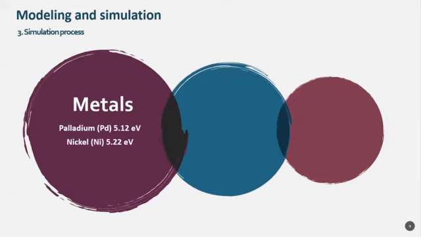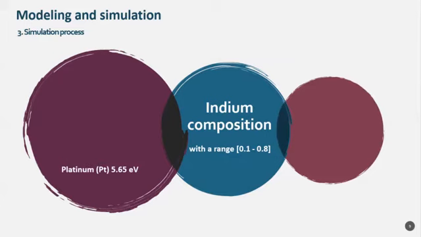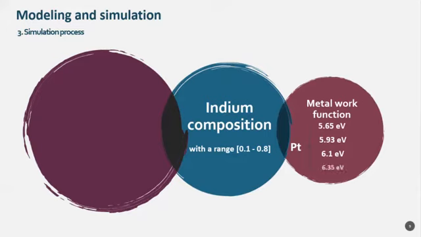Firstly, we have studied various metals that are palladium, nickel, gold, and platinum, with changing the indium molar fraction from 0.1 to 0.8. And then the effects of platinum work function and indium fraction in the indium gallium nitride Schottky solar cell are studied.